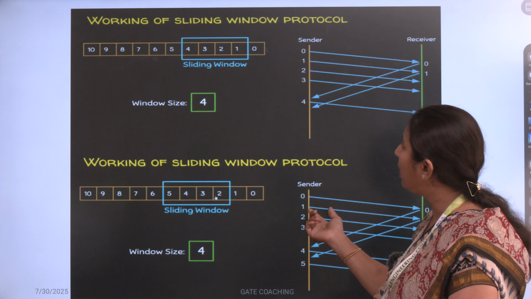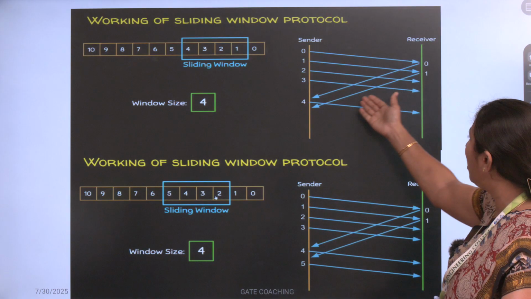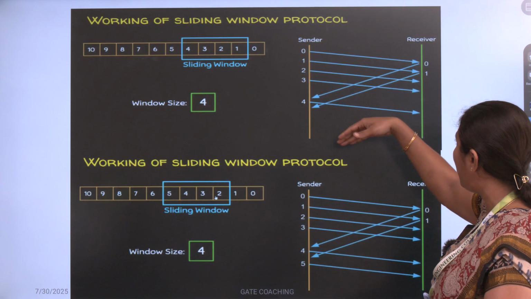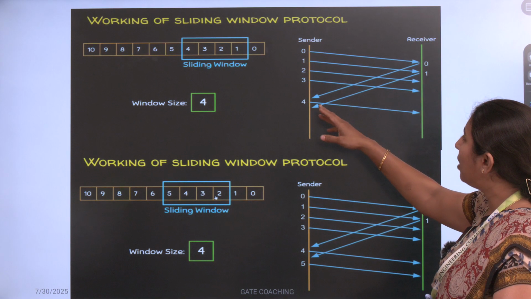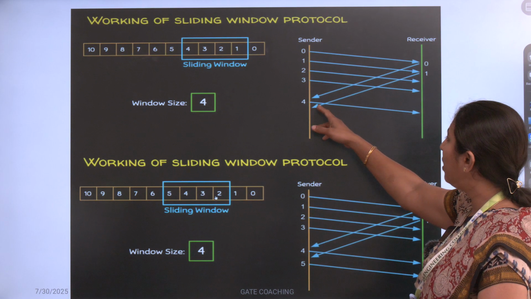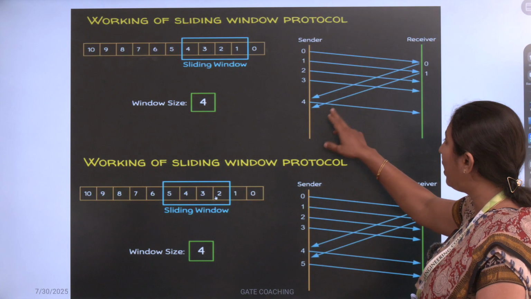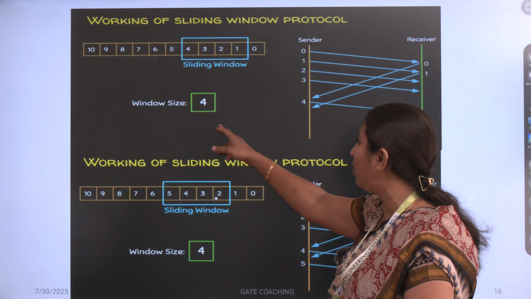So now what is happening over here? After receiving the acknowledgement for frame 0, the sender can send the next frame. Why? Because the window size is 4 over here.